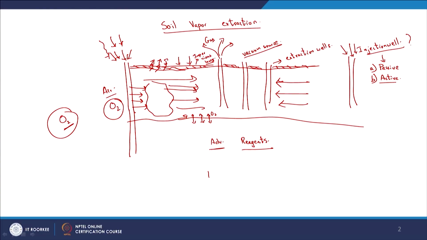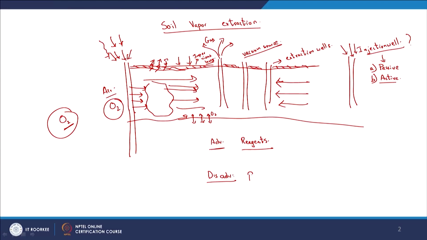But what is the disadvantage we face? As you could have sensed, the site needs to be such that it is going to allow air to flow through. So, it needs to be relatively permeable.